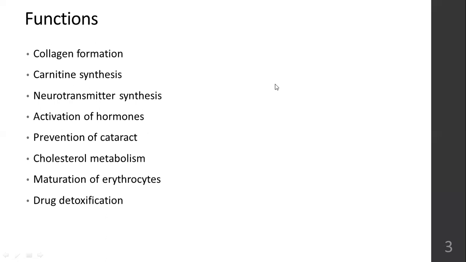Once it is in your circulation, carnitine will help the fats to be taken up by the mitochondria. For both these purposes, vitamin C is there to help out. Then drug detoxification. Within the body, various drug detoxifying mechanisms are present, especially in your liver.